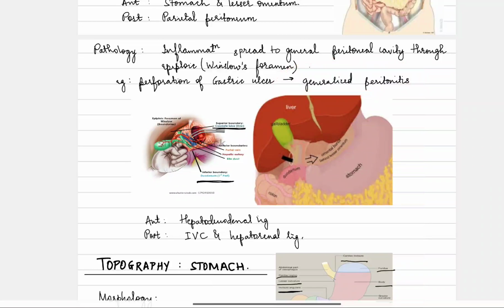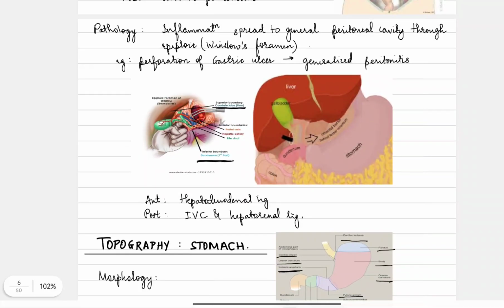Okay. See, this is the epiploic foramen of Winslow and its boundaries. Inferior boundary, there is the first part of the duodenum. Superior boundary, there is the quadrate lobe, and here it is seen. Anteriorly the hepatoduodenal ligament, and posteriorly the inferior vena cava and hepatorenal ligament are seen.